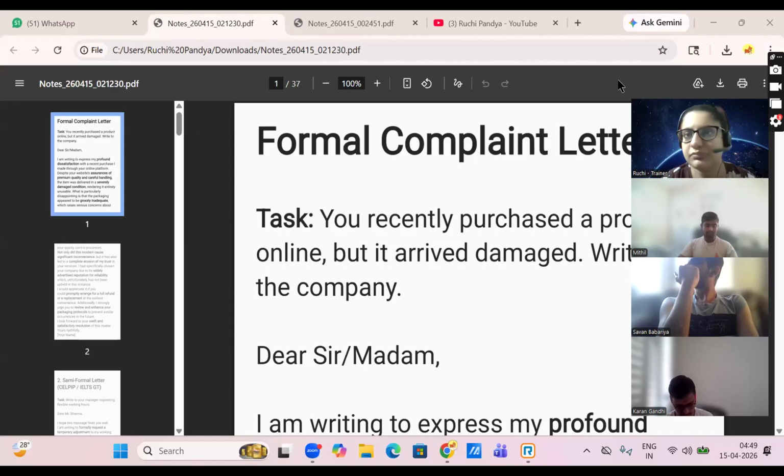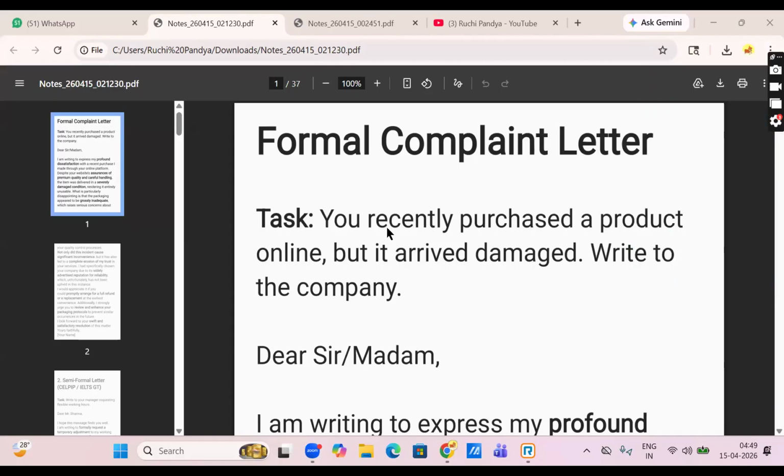So let me start sharing the screen. You all have the document also. If you want to look at it, you're free to do so. We'll begin with letters, and we'll start with a formal letter. And formal letter may be one of the most common letter types that they ask in the exam is a complaint letter. Okay?